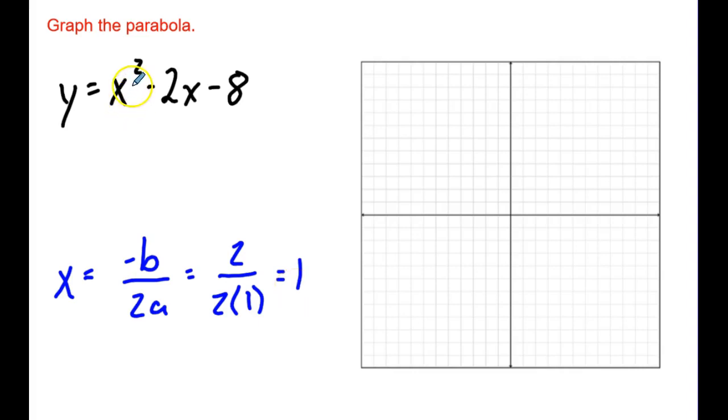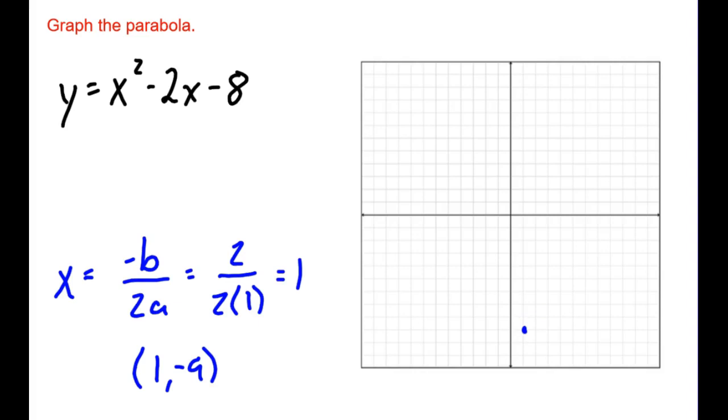In order to find the y value, we simply have to plug this x value into the original equation. So we have 1 squared, which is 1, minus 2 times 1. So 1 minus 2, negative 1, minus 8. The ordered pair for the vertex is 1, negative 9. So we can go over on our graph and plot that point, down 9.